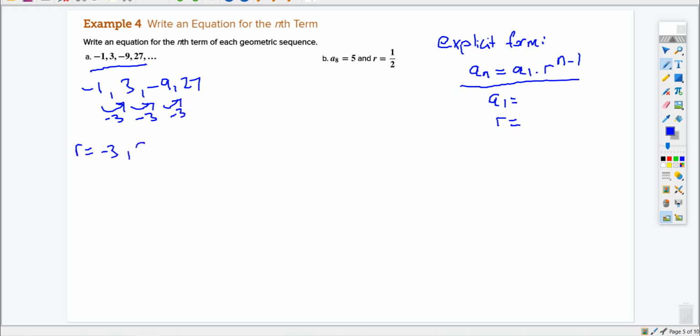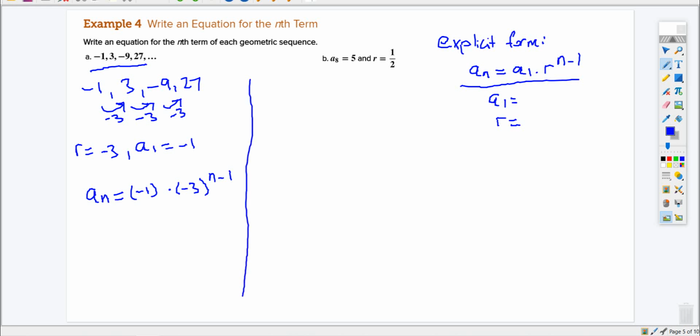And you know that the first term is the first number, that's -1. So if you want to write the general formula, that will be a_n is equal to a_1, which is -1, times r, the common ratio, that's -3, to the power n minus 1. Be careful, this is always n minus 1 for a reason. Not n, but n minus 1. Okay, so this will be our formula.